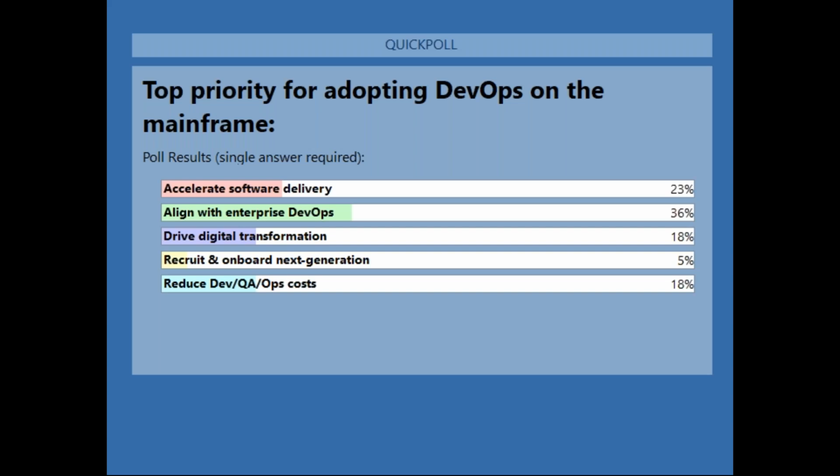Okay, I see. And I'm starting to see the results come in here. So it seems very interesting. Aligning with enterprise DevOps is the top result at 36%, followed by accelerating software delivery. And the one that's least important to the audience here, at 5%, is recruiting and onboarding next generation. I think you guys can probably see those results yourself. But this is not too surprising. I think we usually see certainly the top two the same here as when we talk to customers.